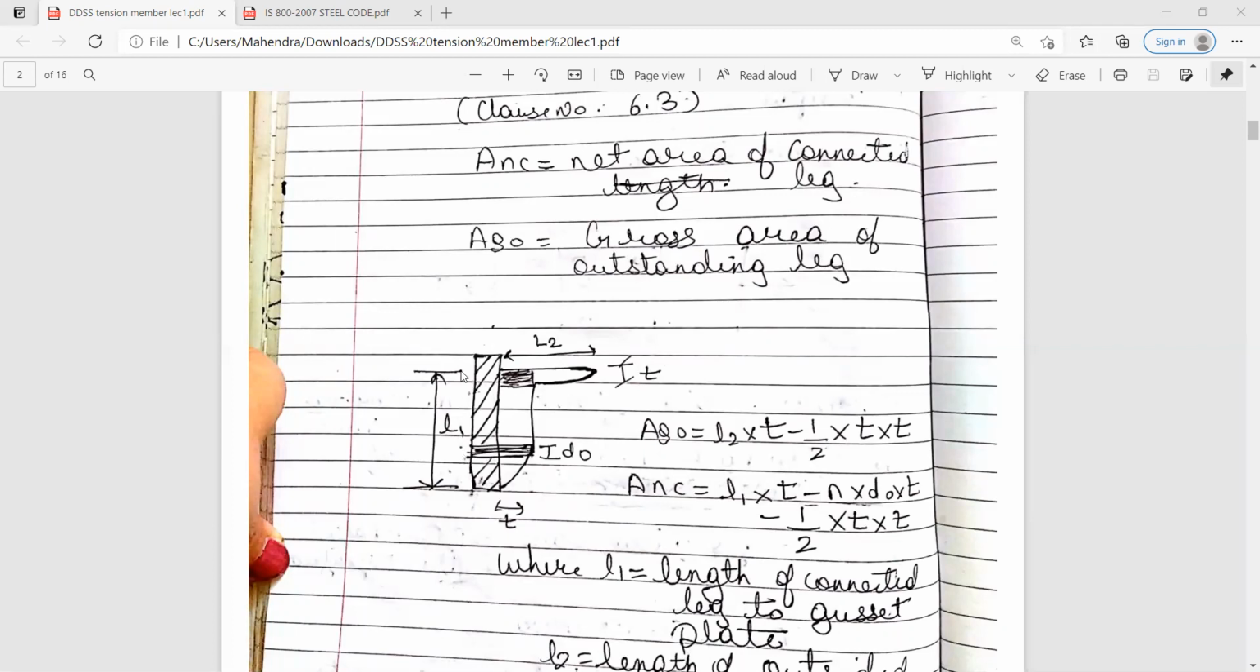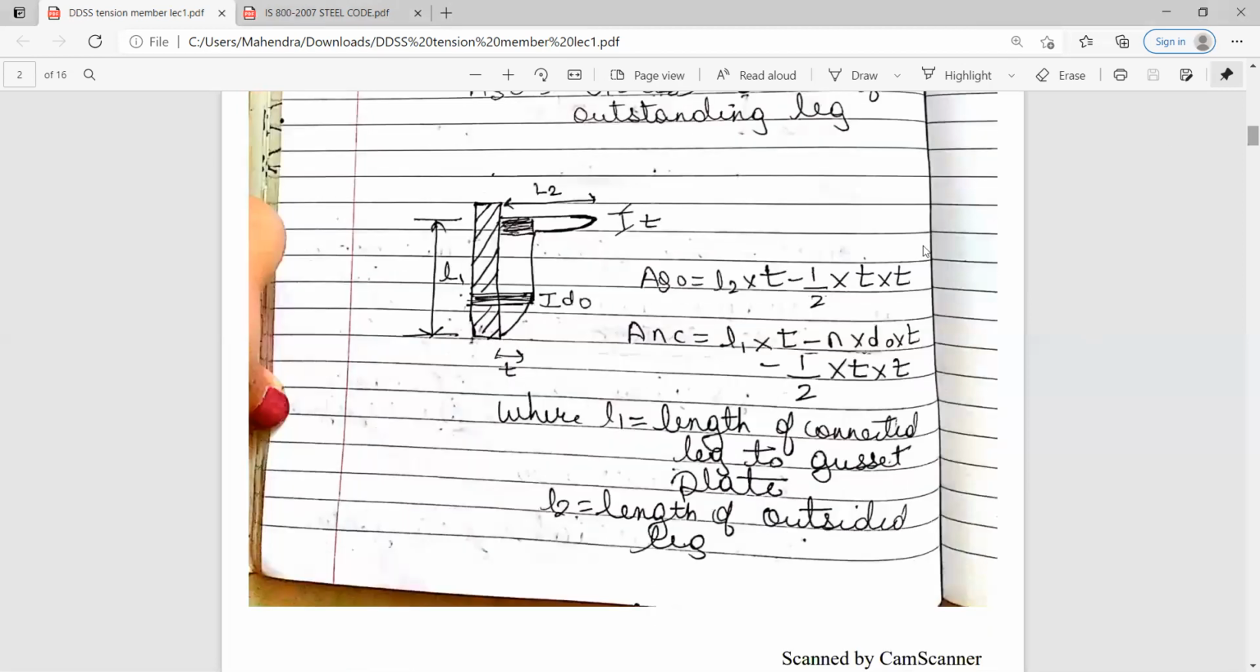This will be your L1, that is the length for the gusset plate. This is your L2, and that is the length for the outstanding leg. T is nothing but the thickness. D is your diameter of the hole, and again T over here is your thickness. Now the formulas for the area are not given in your IS code. So whatever formulas are there for the area, you need to learn those formulas.